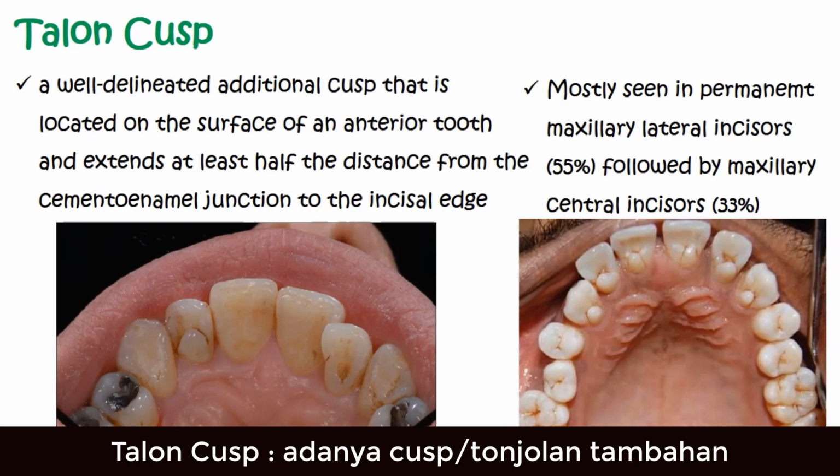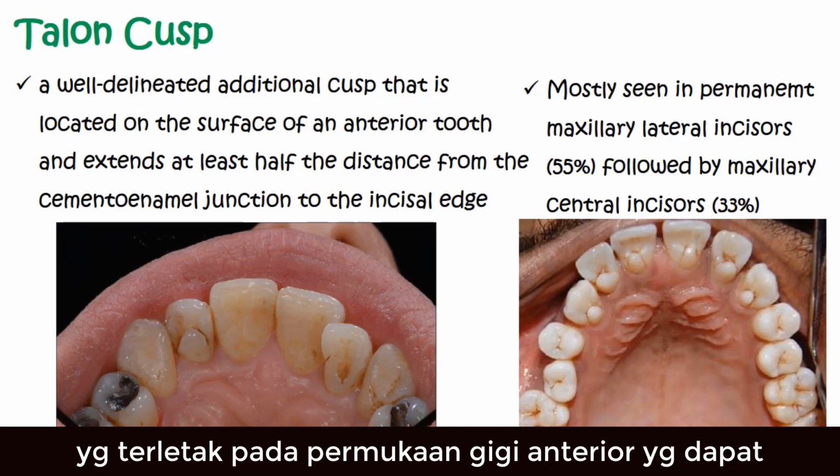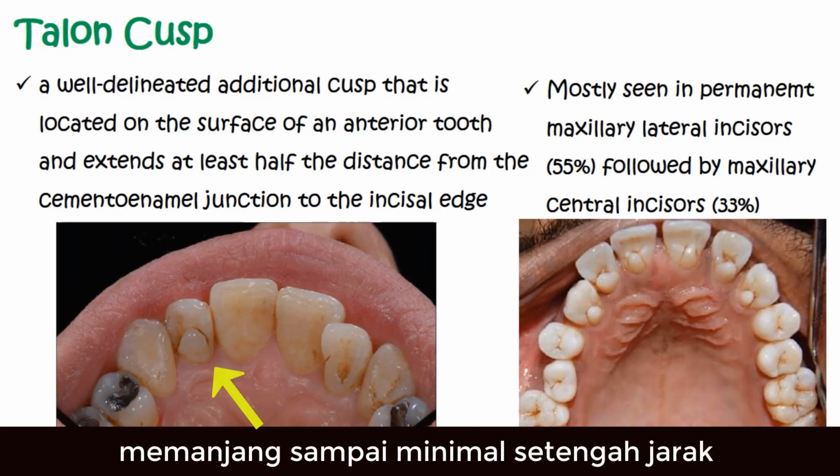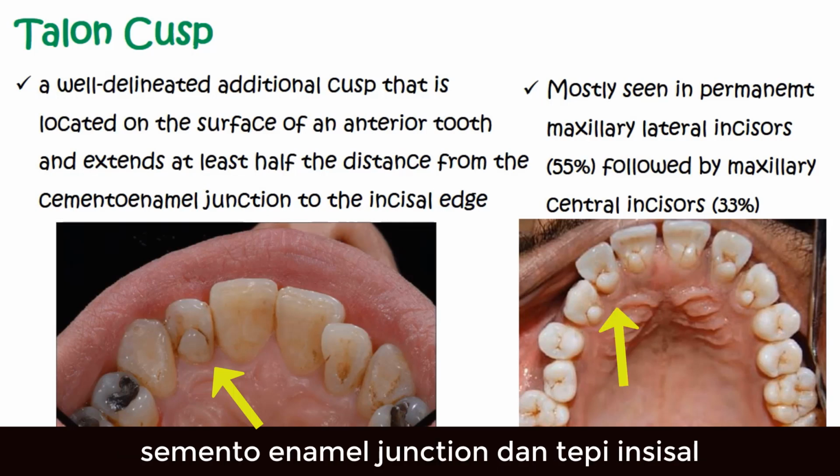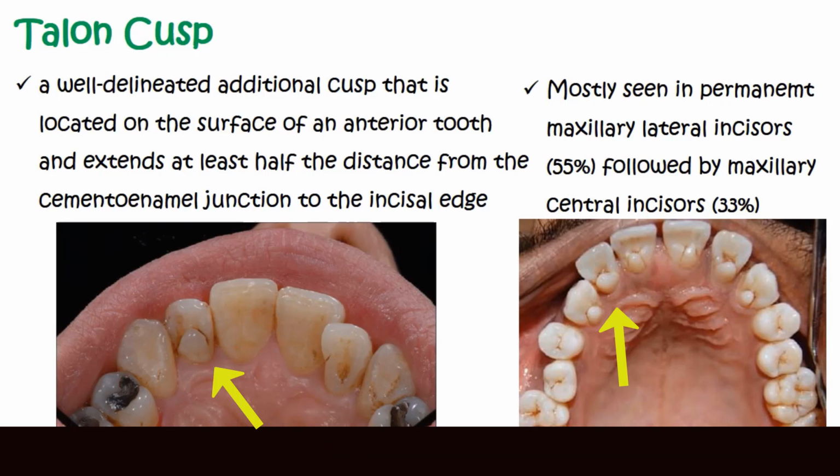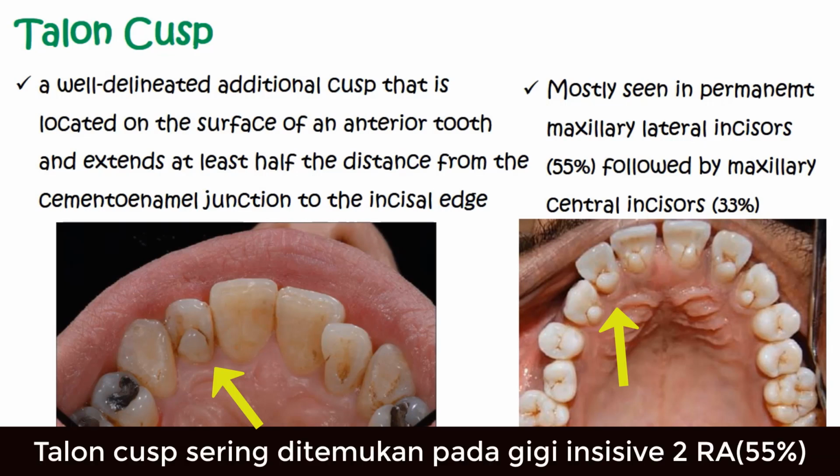Talon's cusp is a well-delineated additional cusp located on the surface of an anterior tooth that extends at least half the distance from the cemento-enamel junction to the incisal edge. It is the talon's cusp. In the figure, we can see that the right maxillary lateral incisor has a talon's cusp. We can appreciate that.